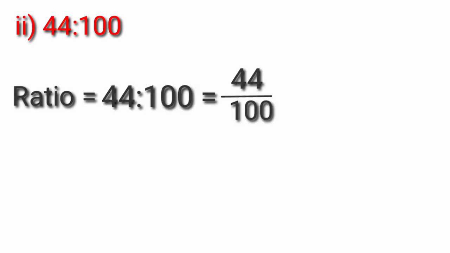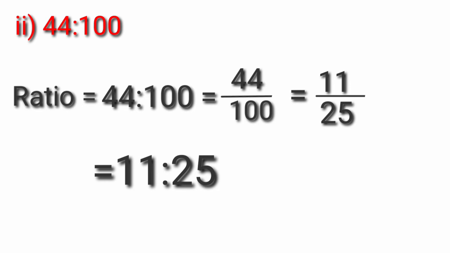Now second, 44 is to 100. So the ratio 44 is to 100 is equal to 44 upon 100. So 4 11s are 44, 4 25s are 100. So it's equal to 11 upon 25. So its ratio is 11 is to 25.